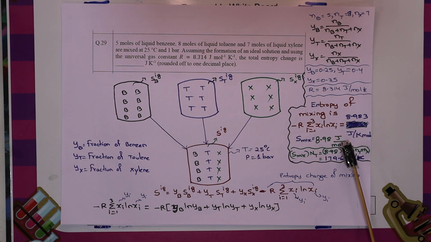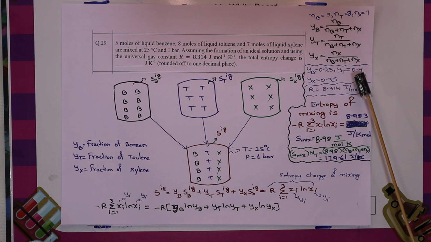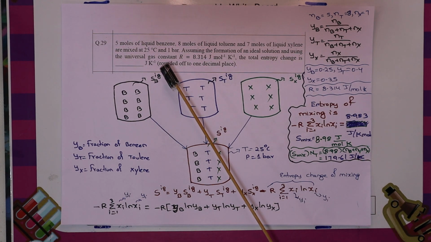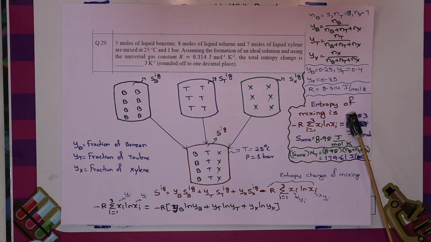If that is the case, you have to multiply this by the total moles in this particular mixture. That is, the entropy of mixing times the total moles, meaning moles of benzene, toluene, and xylene, which is 5 plus 8 plus 7. If you plug in these numbers and multiply the two expressions, you get the entropy of mixing as 179.61 joule per Kelvin. That is the answer you are supposed to write. Many students stop at the earlier number, but please check whether they have asked for the molar entropy or the total entropy.